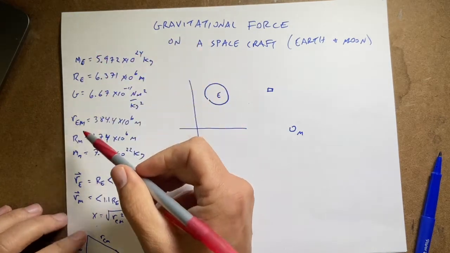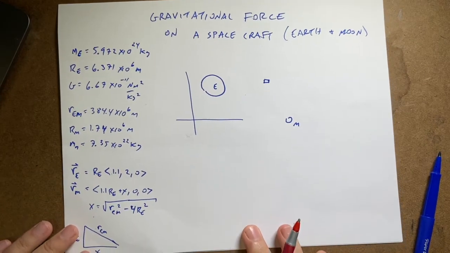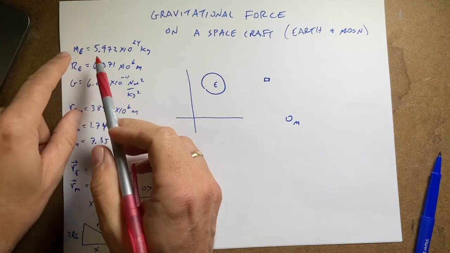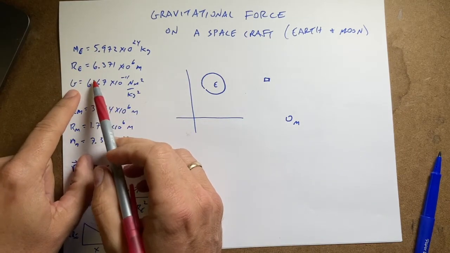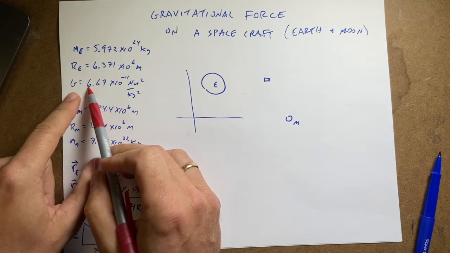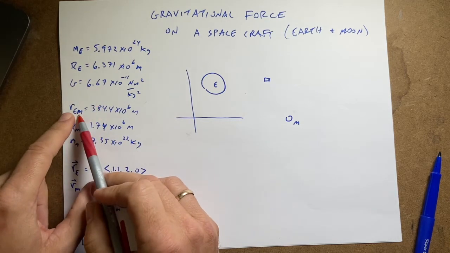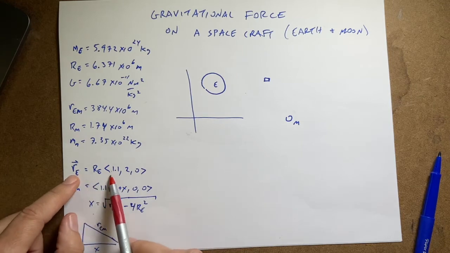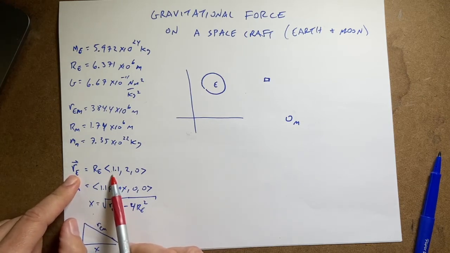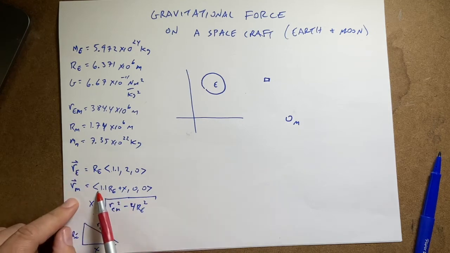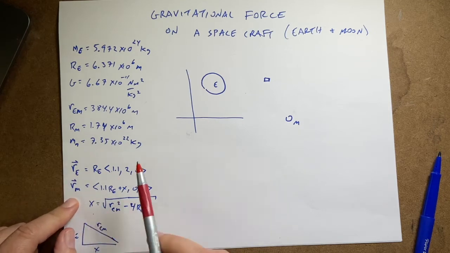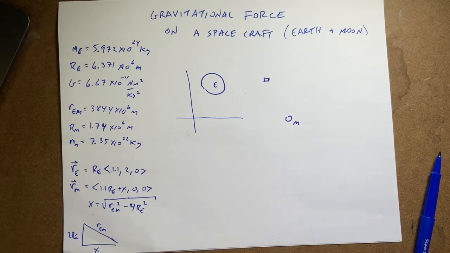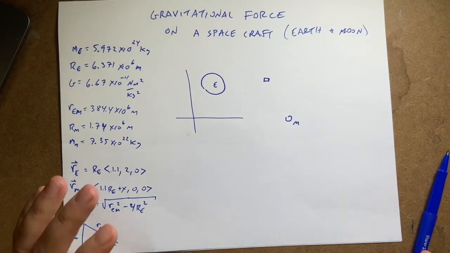I've already written down some of my constants over here. So I have the mass of the Earth, the radius of the Earth, which you don't actually need, the gravitational constant G, the distance from the Earth to the moon, the radius of the moon, the mass of the moon, and then I picked a location for the Earth. I didn't want to put it at the origin just to make things a little spicy. And then I picked the location of the moon, and I wanted to keep this distance the same. But let's just talk about the calculation here first.